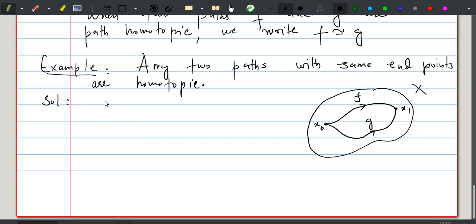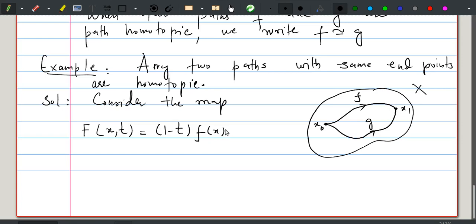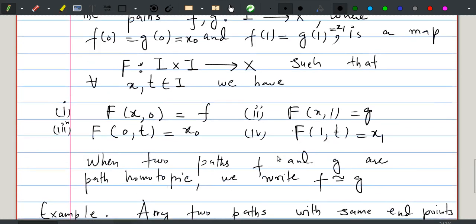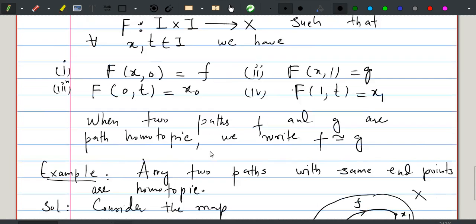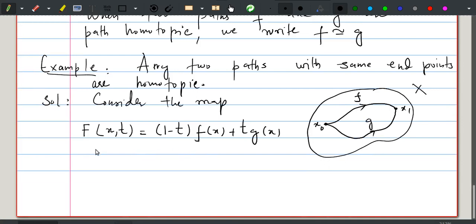Solution: let us consider the homotopy. Consider the map F of (x, t) equal to (1 minus t) times f of x plus t times g of x. Now this is a linear homotopy between f(x) and g(x). To prove f and g are path homotopic, we have to prove these four conditions. This map F is from the interval I cross I to the space X, and it is defined by this thing.